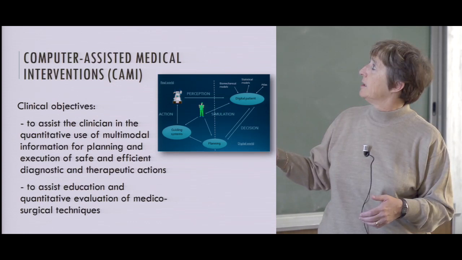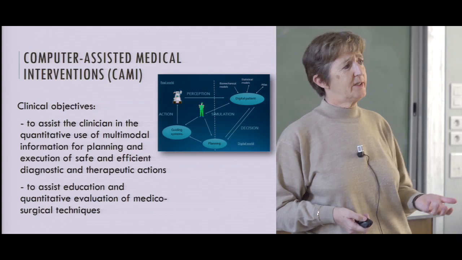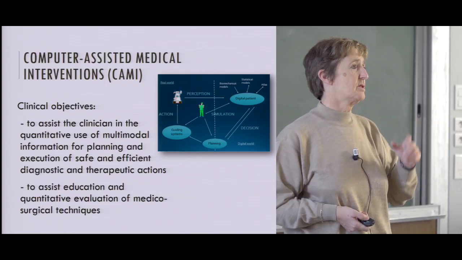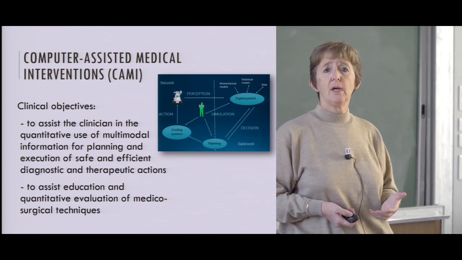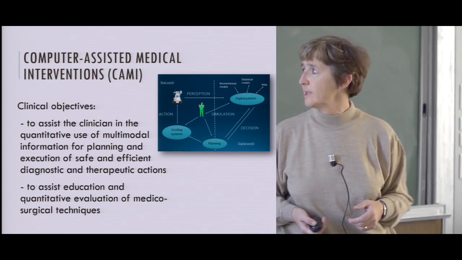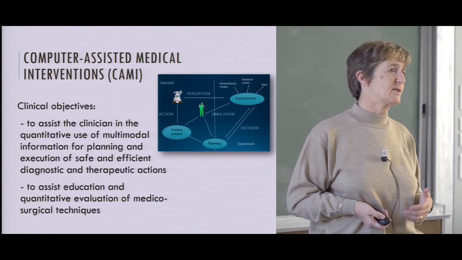And at the end, what you want is to provide an assistant to the clinician. And you will see that we have different types of assistance. One is like your GPS, what we call navigation systems, and some others are robots, which may be more or less autonomous, and we will see examples. So those components may also be useful for providing assistance for educational purposes and for evaluation of what you do.